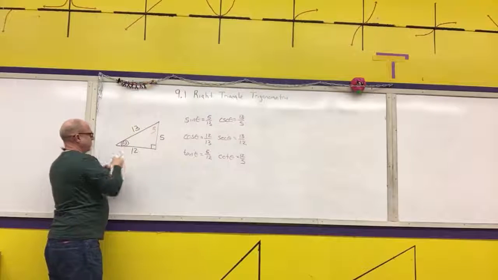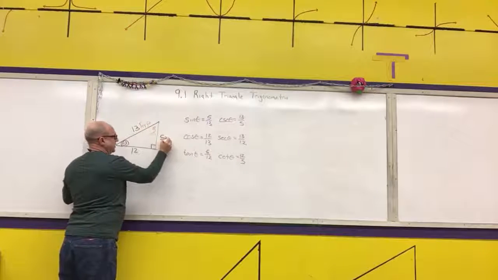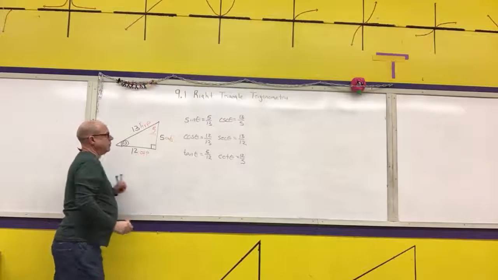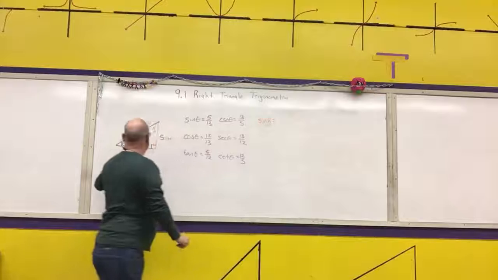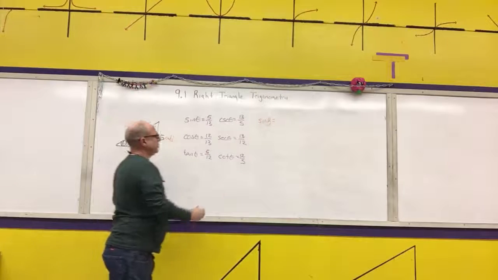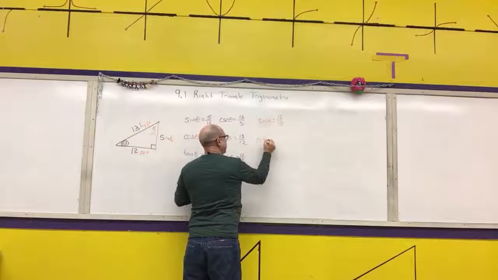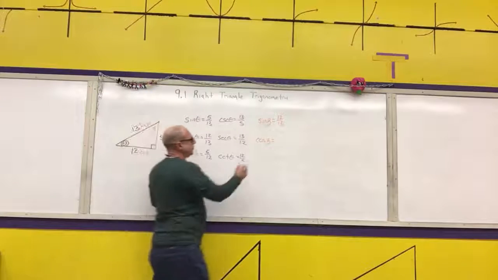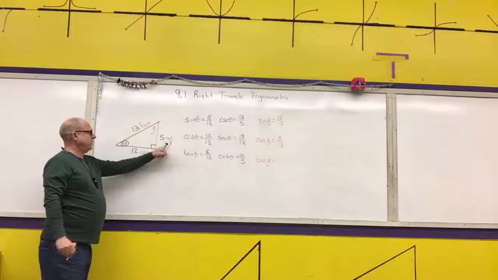Side opposite the right angle is the hypotenuse. The other side that touches beta is adjacent. And the other remaining side is the opposite. The sine of beta is equal to opposite over hypotenuse, 12/13. The cosine of beta is adjacent over hypotenuse, 5/13. The tangent of beta is opposite over adjacent, 12/5.